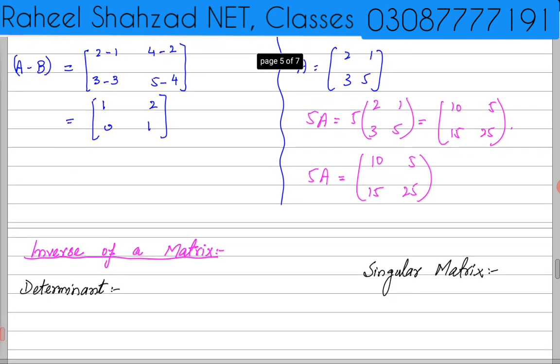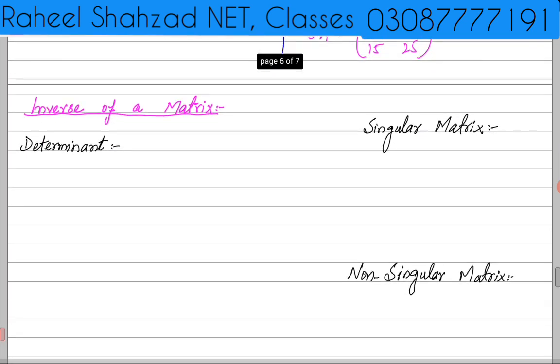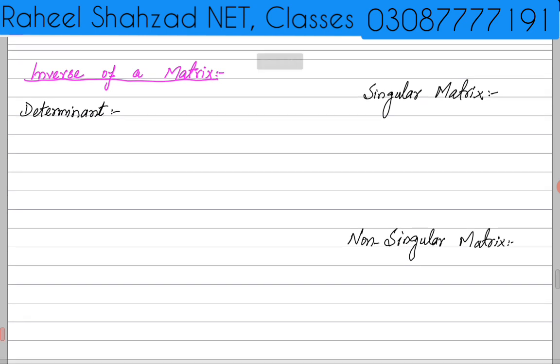Okay guys, after this we need to cover the inverse of a matrix in short form. This is a very important topic as far as assessment is concerned. So we start with the determinant, okay?